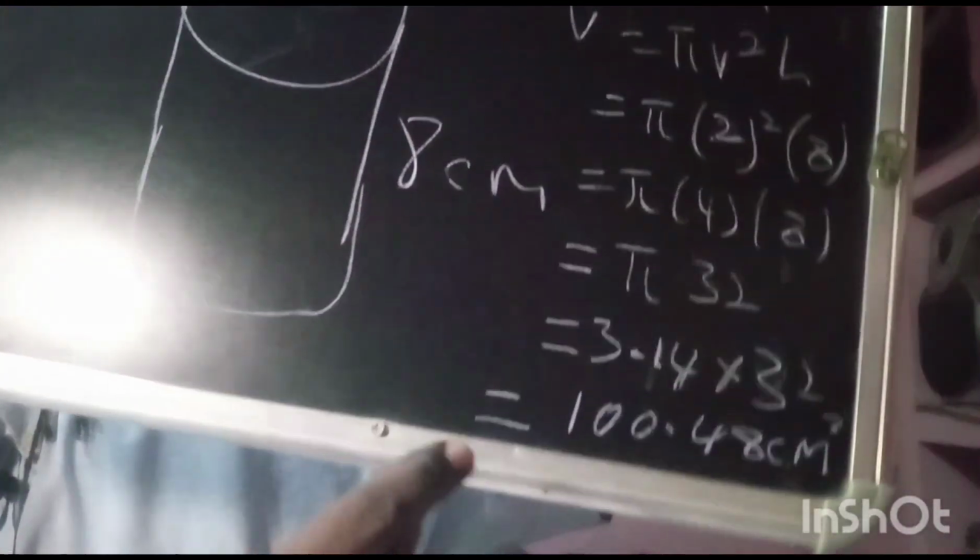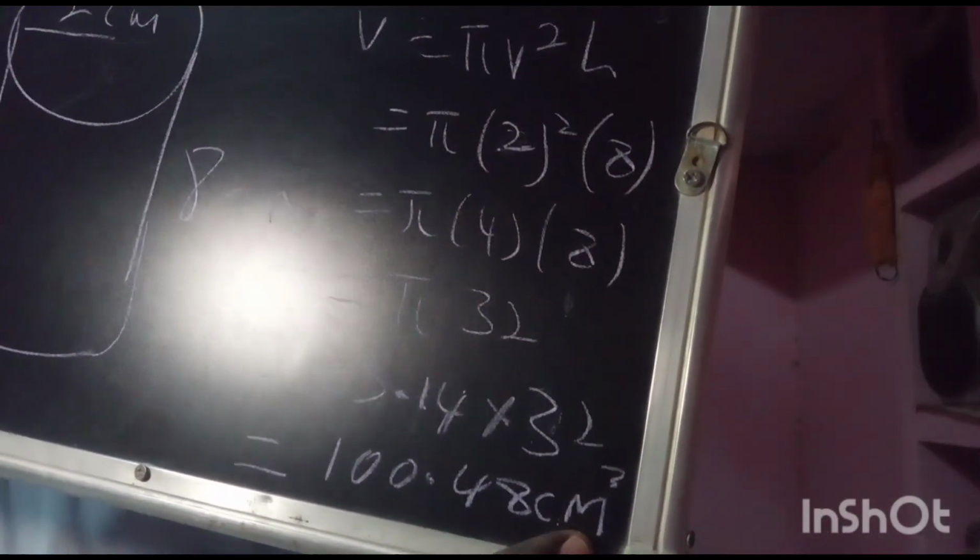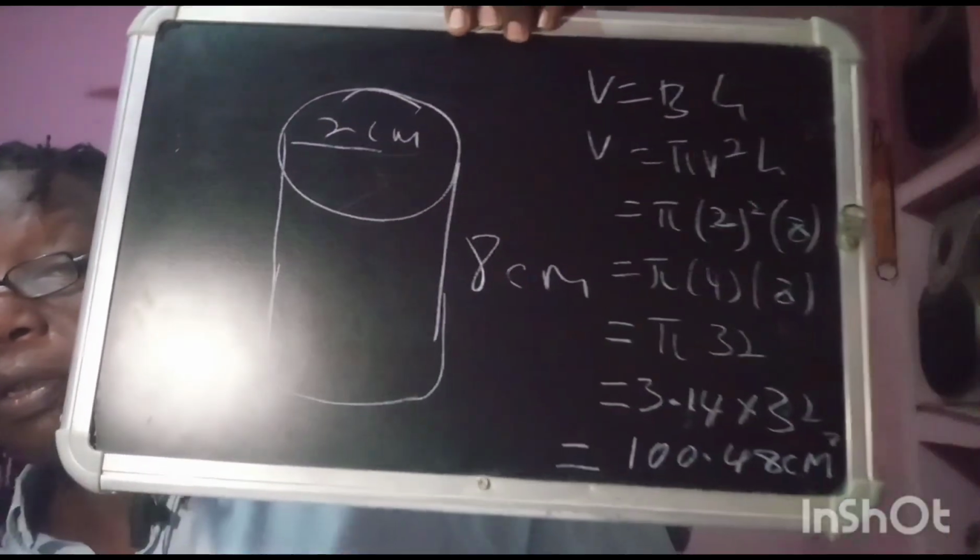3.14 times 32 will be 100.48. It will be 100.48. So let me write the answer here. It will be 100.48 centimeter cubed. I don't know whether you'll be able to see, this is the answer. I plugged it into my calculator and I got this as a result. That is centimeter cubed. This is cubed because you're finding a volume, right?